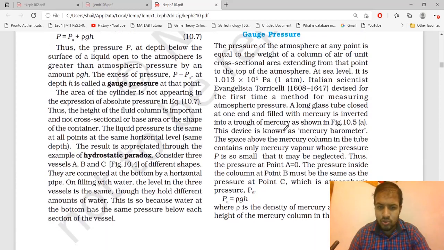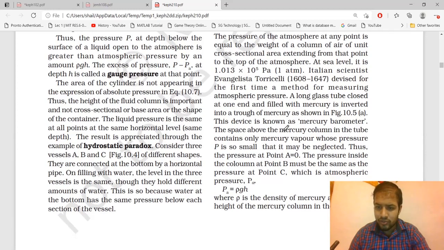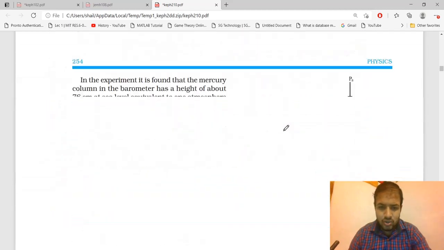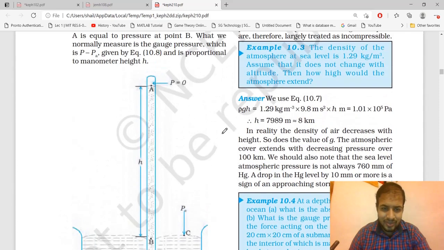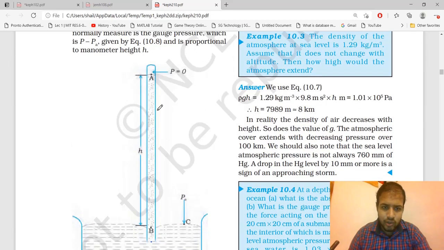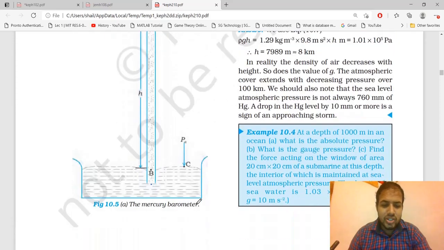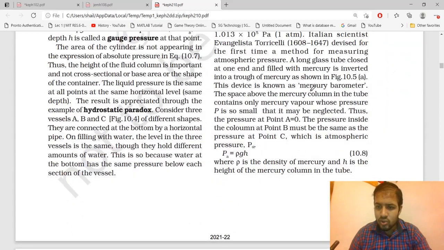A long glass tube closed at one end and filled with mercury is inverted into a trough of mercury as shown in figure 10.5a. So first let's go through the figure. Here it is figure 10.5a, the mercury barometer. Here is the water at which depth we want to measure the pressure. This is a mercury tube, and here there is mercury vapor. We can consider the pressure here is almost equal to 0. And the pressure at B and C are equal because they are at the same height, which we have studied in the last section. Now this device is known as a mercury barometer.